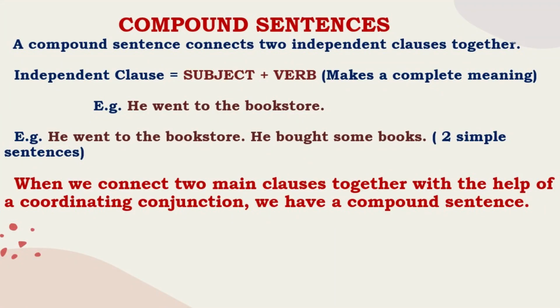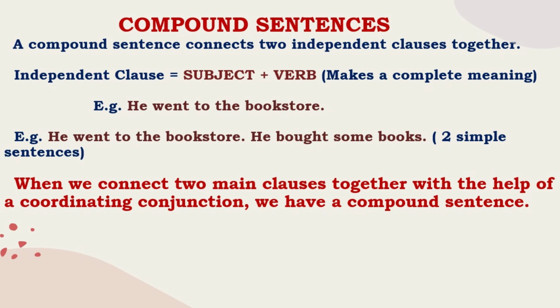Let us dive into compound sentence structure in detail. A compound sentence is one that connects two independent clauses together. An independent clause or a main clause is a group of words that has a subject and a verb and forms a complete thought. Hence, it's considered a sentence. Let us look at the example.